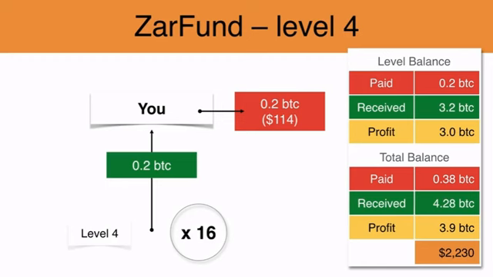If we look down at the bottom, where you paid 0.08 into it, you received 4.28 BTC in return, for a profit of 3.9 BTC, a grand total of $2,230. This is definitely where you want to get to, to start seeing a significant return from the donations that you receive from other members.